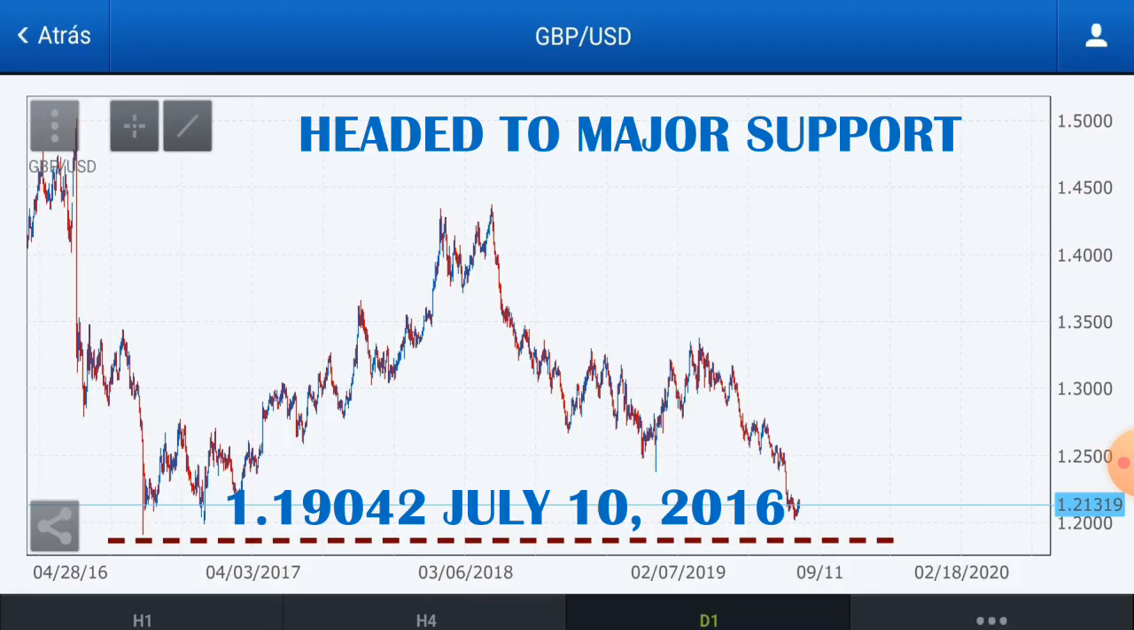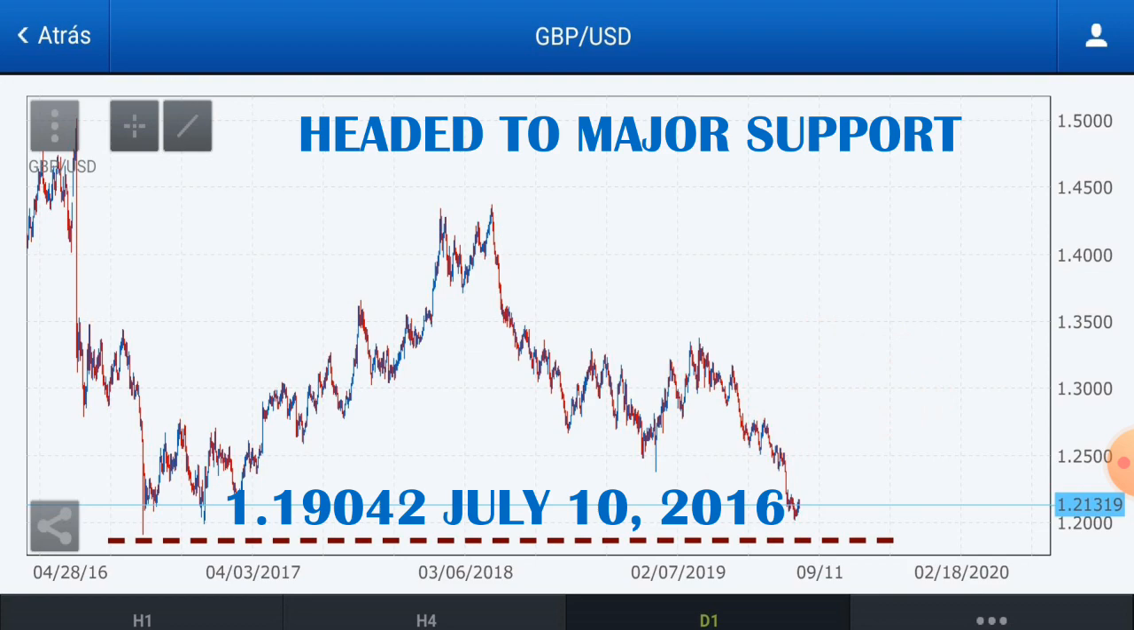Now here you can see the broad overview of what is taking place on the daily chart of this currency pair, where the market is heading right now to a major support point at 1.19042, which was formed back on July 10th of 2016. So this looks as if it's going to be the next major target that the market will hit. And so we're going to be looking forward to taking advantage of this bearish movement that is expected to hit this major support point, I would say within the next week or two.